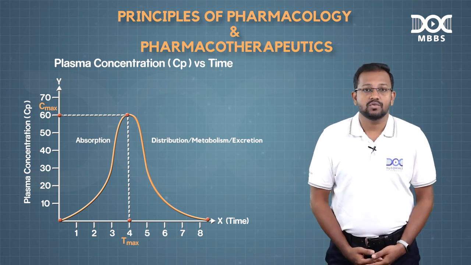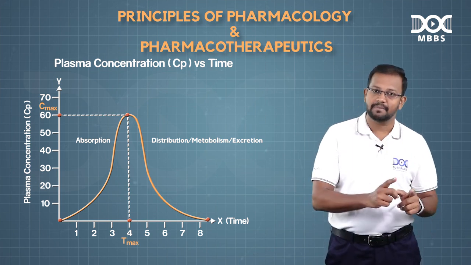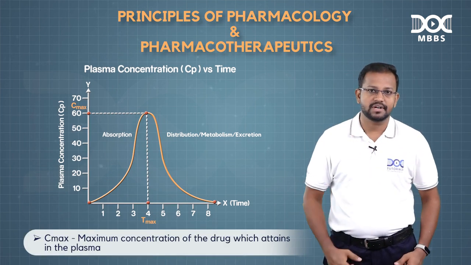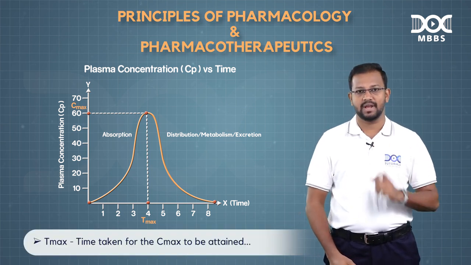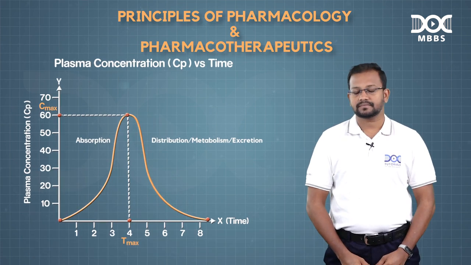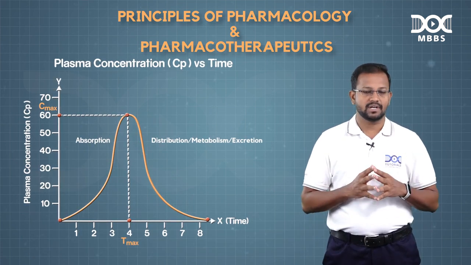We have two major values, guys. We have Cmax and we have Tmax. Cmax is the maximum concentration which is attained in the plasma. Tmax is the time taken for Cmax to be attained. Now, these are the two basic things.